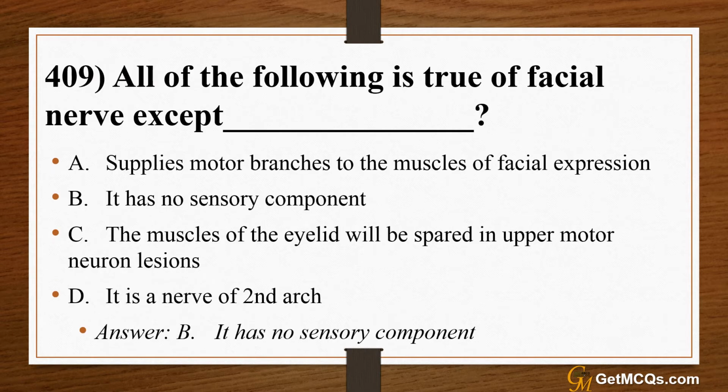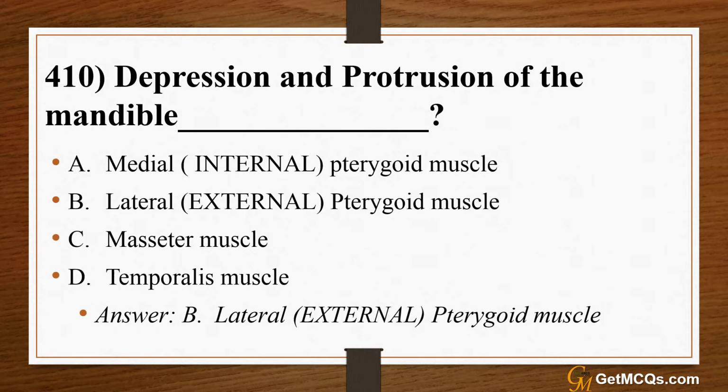409. All of the following is true of facial nerve except? Answer: B. It has no sensory component. 410. Depression and protrusion of the mandible? Answer: B. Lateral external pterygoid muscle.